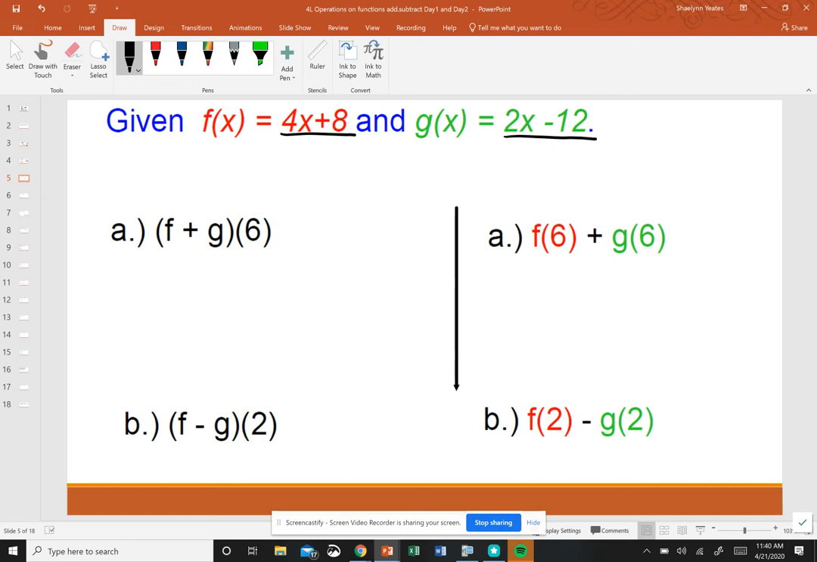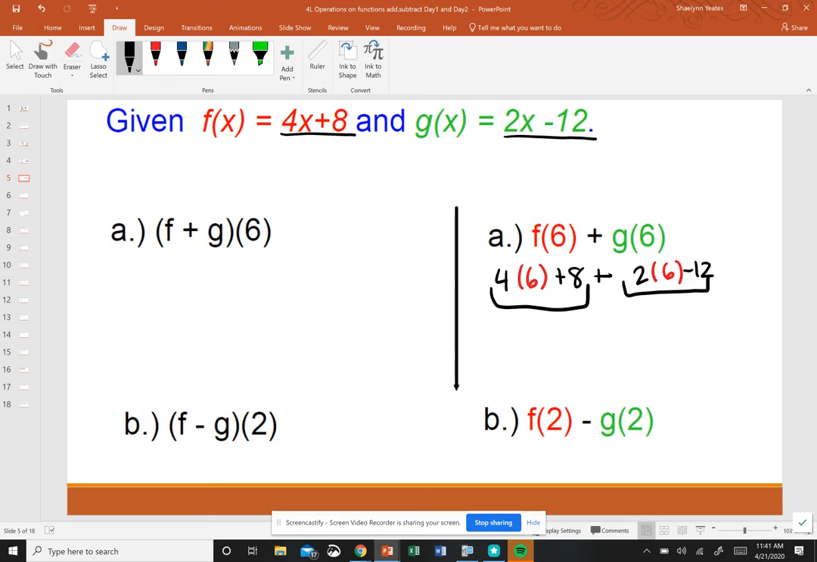So this is where I take my fancy little thing. So I have 4, and then instead of x, I'm going to plug in 6, plus 8. And then it's going to be plus my g function. So I'm going to figure out what this is, and then I'm going to add it to whatever this is. So g is 2, and then everywhere I see an x, I need to put a 6, times 6, and then minus 12.